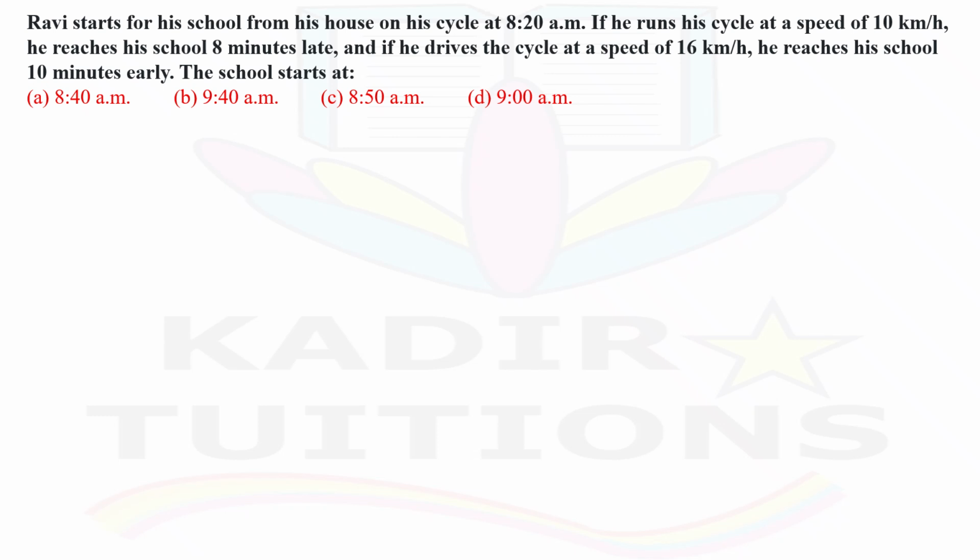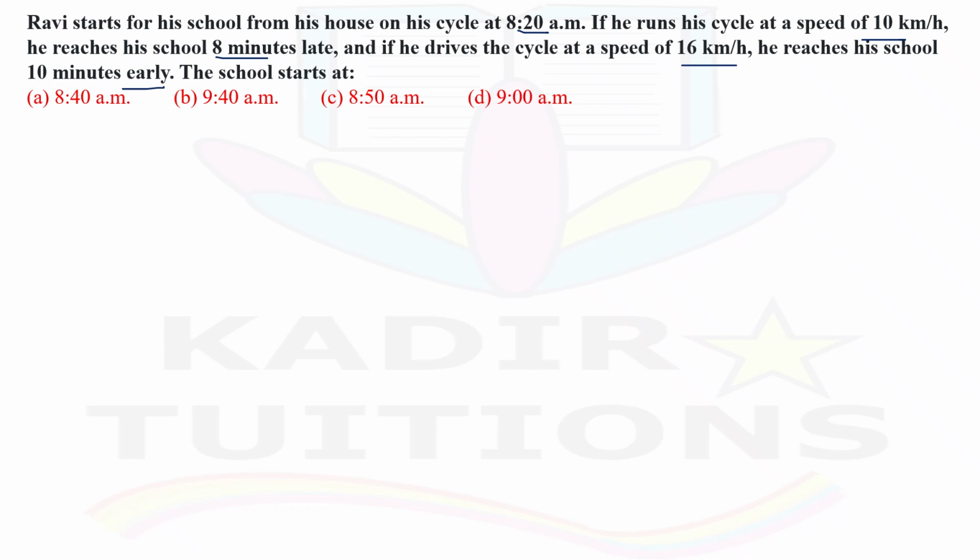Hello everyone. Here the question is: Ravi starts for his school from his house on his cycle at 8:20 a.m. If he runs his cycle at a speed of 10 km per hour, he reaches his school 8 minutes late. And if he drives his cycle at a speed of 16 km per hour, he reaches his school 10 minutes early. Then at what time does the school start?